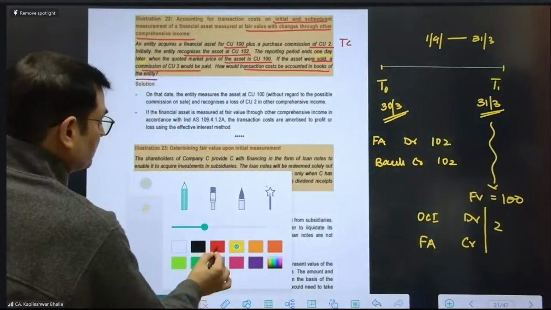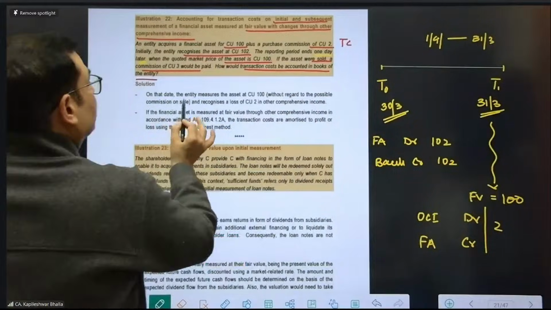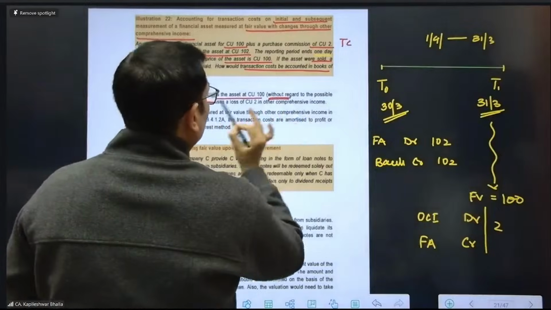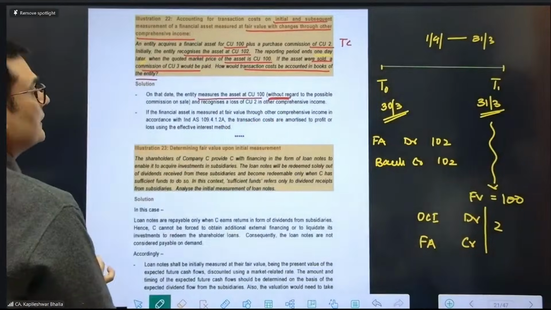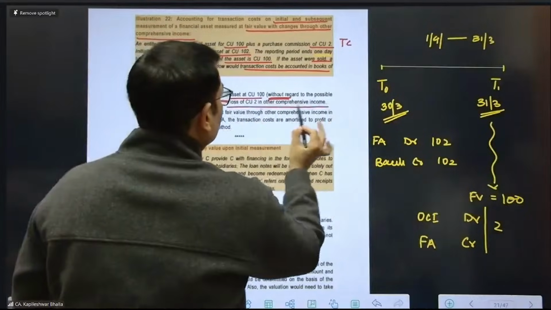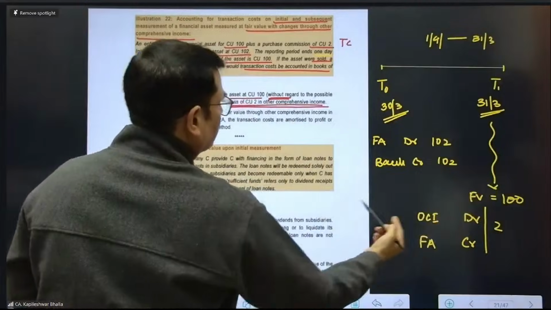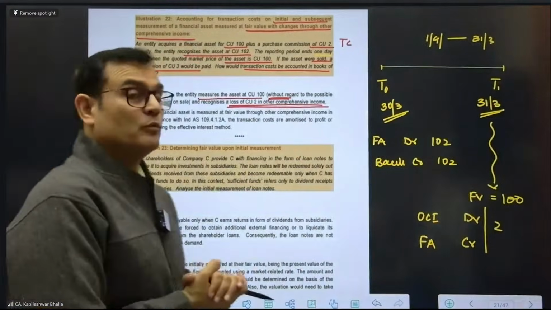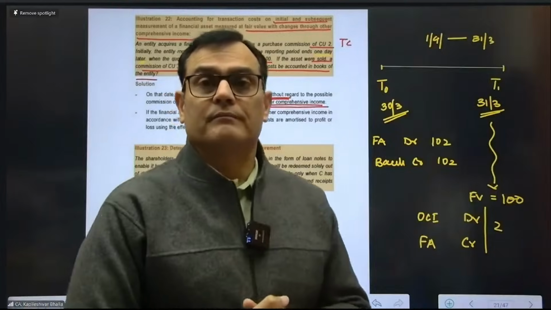Now see the inputs given out here. The entity measures the asset at 100 without regard to the possible commission on sale and recognizes a loss of 2 in the OCI. So that's the 2 which is taken in the OCI. Now in this particular case, we are not concerned.